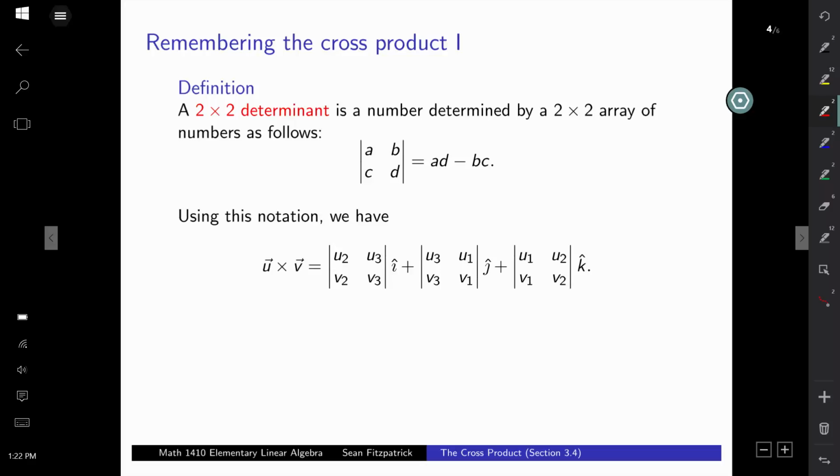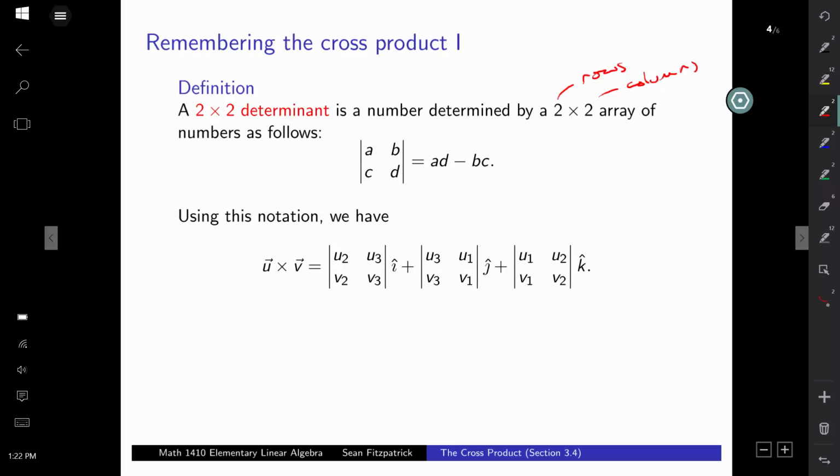Okay, so what are some other ways you can try to remember this cross product? One way to remember, and this gets us set up for things we'll do later anyway, is to remember the cross product in terms of what are called determinants. So a 2 by 2 determinant is a way to take an array of numbers, a 2 by 2 array, so 2 rows and 2 columns. That's what we mean by 2 by 2, right?